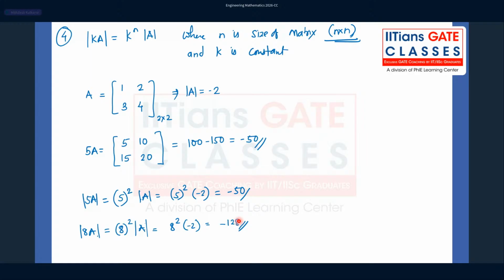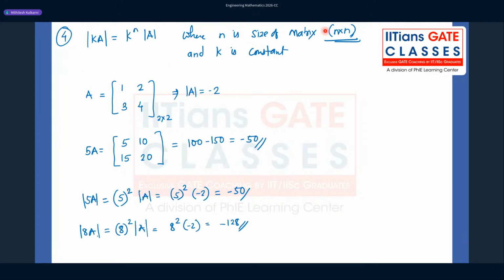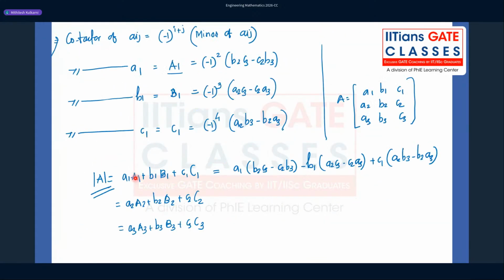Okay. So this is the next property, the fourth. If A contains a row or column with all entries as 0, then the determinant is 0. Very straightforward property. While calculating the determinant, what do we do?